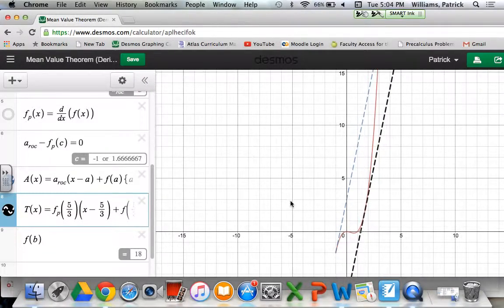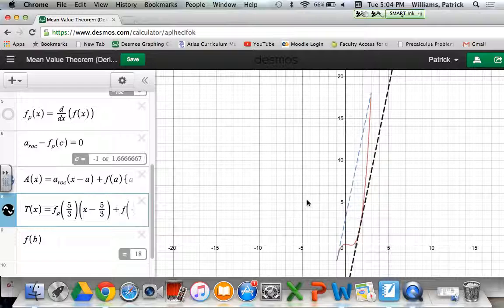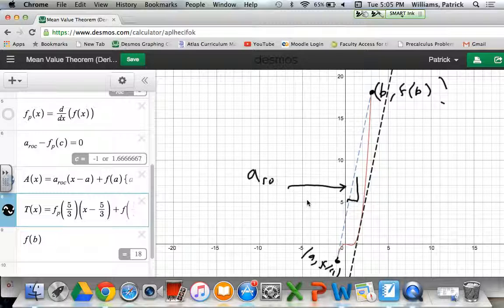Again, the dotted blue line represents the secant line connecting our two endpoints from this point down here of a, f of a, and then the point up here of b, f of b. So remember, the slope of that blue line is our average rate of change. The slope of the black line will be f prime of our value c, which in this case is f prime of that value we found, 5/3. And doesn't it look like the slopes of those two lines are equal?